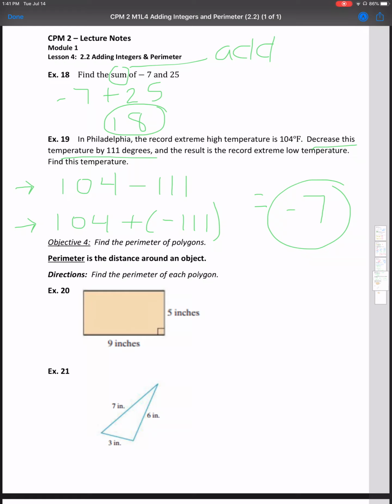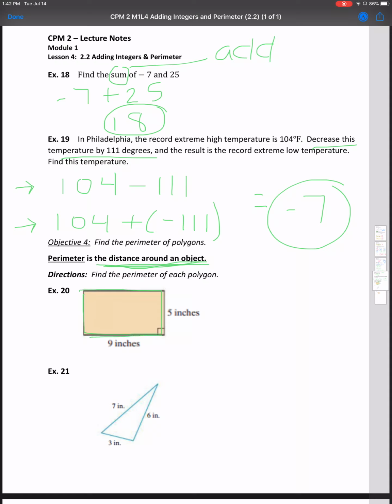Okay, perimeter. We're getting ready to talk about perimeter. So what does perimeter mean? Well, perimeter is the distance around an object. So if they want us to find the perimeter of number 20, that just means what's this side plus this side plus this side plus this side. In other words, we need to add up all the sides. It's a rectangle, so add up all 4 sides.